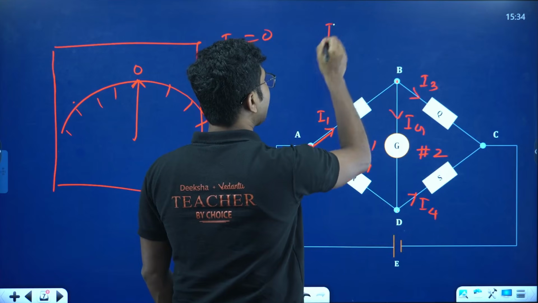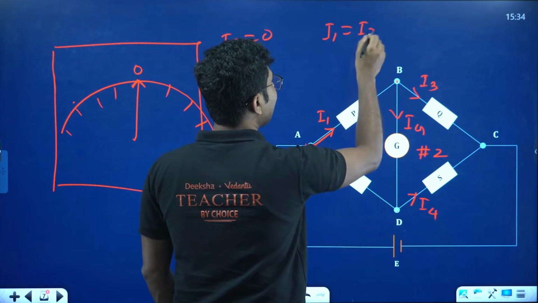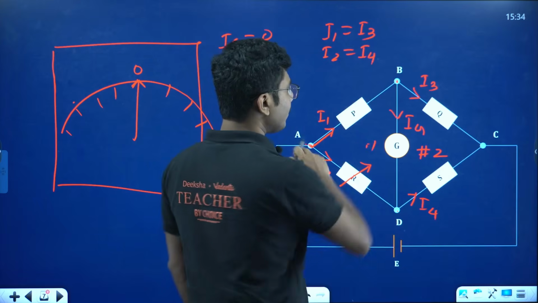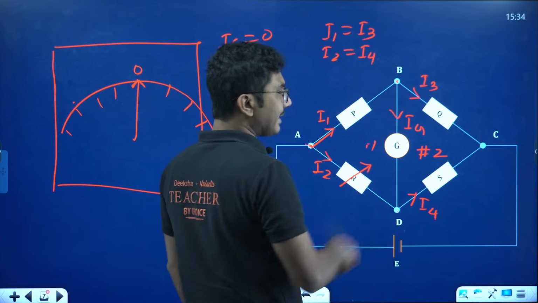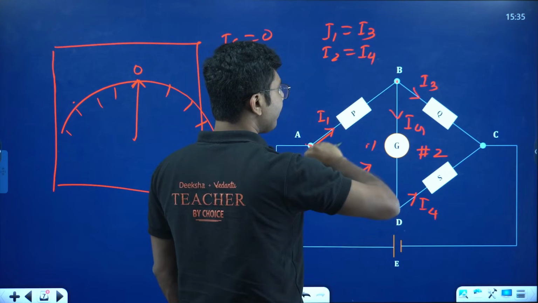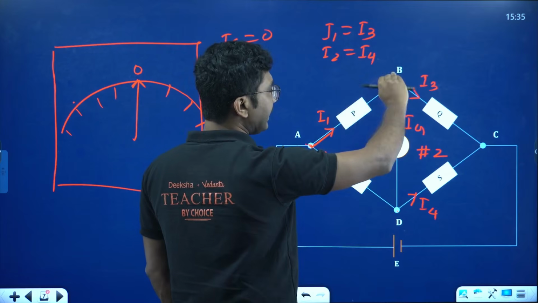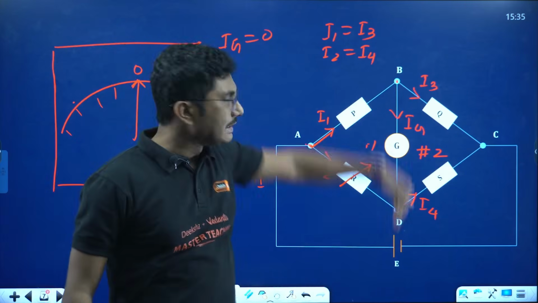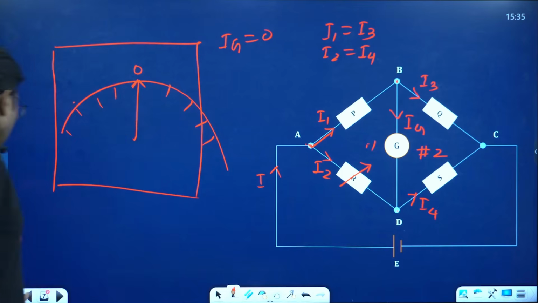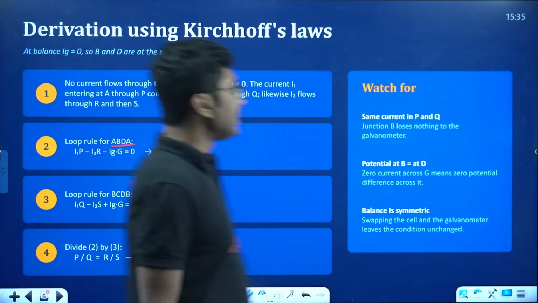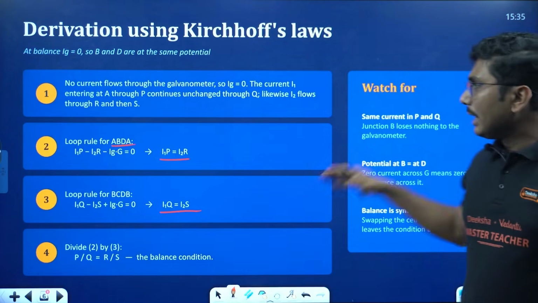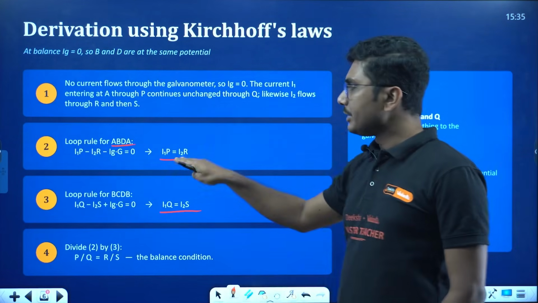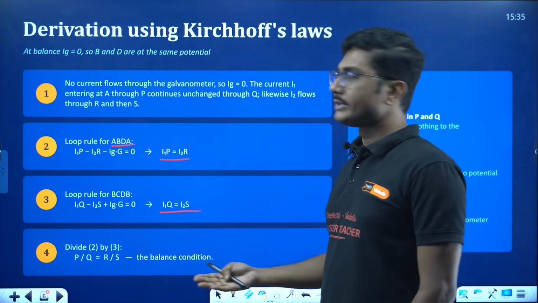So we can say I1 must be equal to I3 and I2 must be equal to I4, right? Because no current is getting deducted or added, if 2 ampere current is passing through P, the same 2 ampere has to pass through Q as well, because Ig is 0. That's why this derivation is very easy. Same current through P and Q and same current through R and S. That means I1 and I2 are the only two currents that you need to consider.